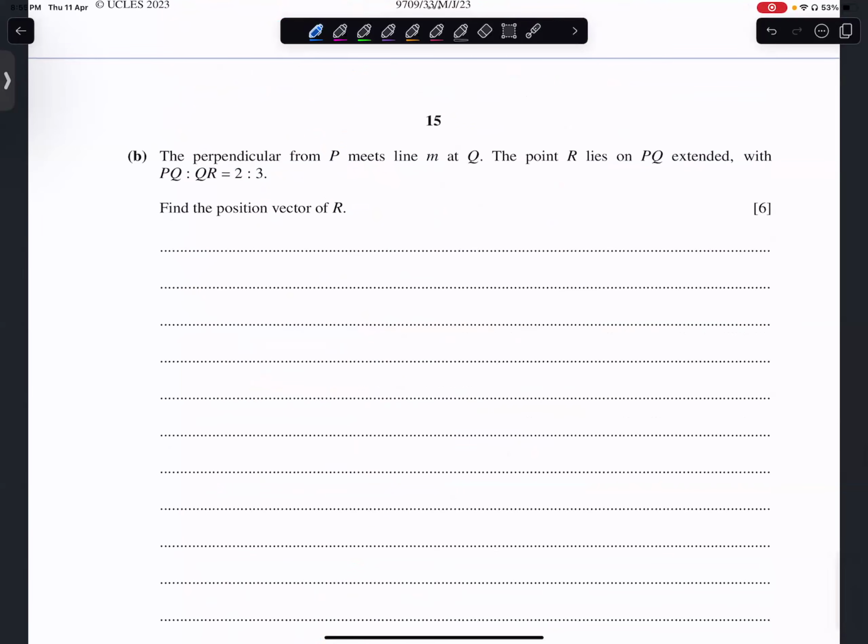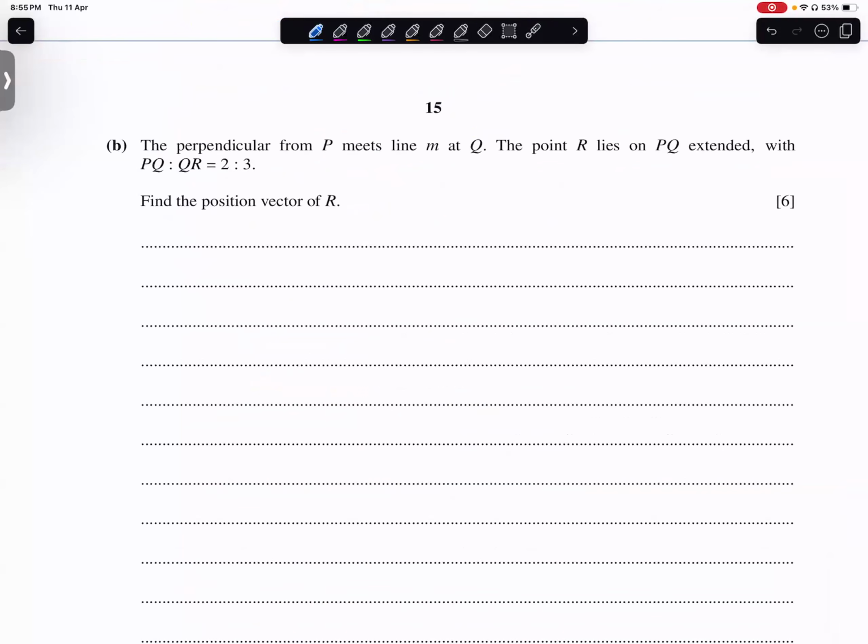The perpendicular from P meets the line M at Q. The point R lies on PQ extended, with PQ to QR in the ratio 2:3. Find the position vector of R. Students, you cannot solve this question without a diagram, so always try to draw a diagram in vectors.